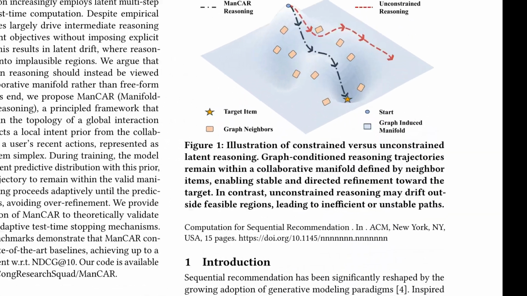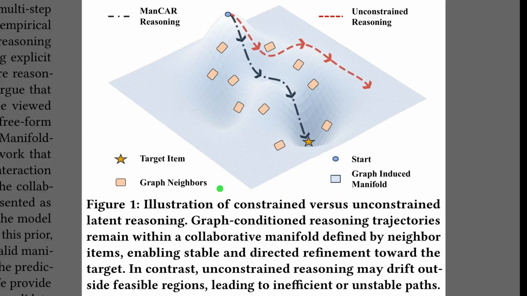To visualize the core problem, Figure 1 illustrates the concept of latent drift. Notice the red dashed line representing unconstrained reasoning. It starts at the blue dot but eventually wanders off into empty space, completely missing the target. In contrast, the black path shows the ManCAR approach, which hugs the surface, or manifold. This path is guided by the orange squares, representing graph neighbors, ensuring the model stays within a feasible region and successfully navigates to the gold star, the target item.